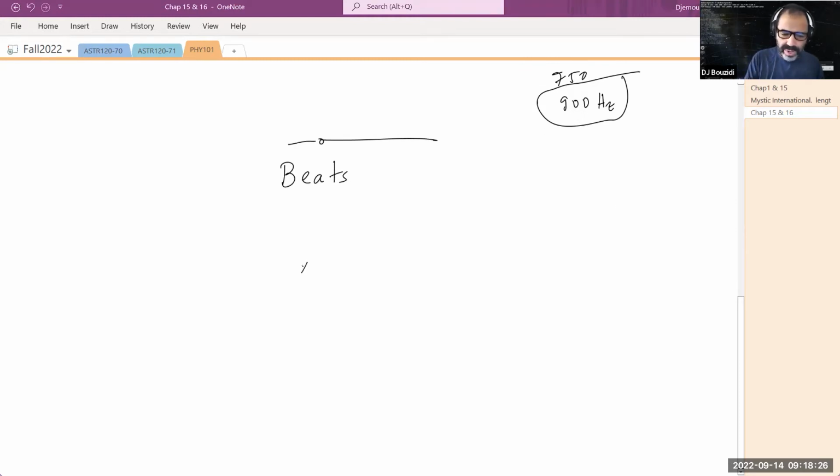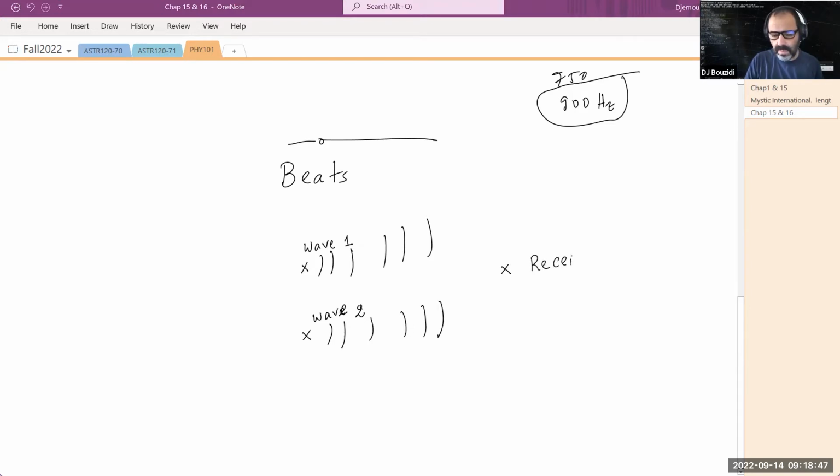So you have a source of a wave, which is wave 1. You have another source of a wave, which is wave 2. You have 2 waves basically coming from 2 different sources. And you have a receiver in here, only one. You sitting in there, for example, listening to a musical instrument. Think of these sources as amplifiers, okay?